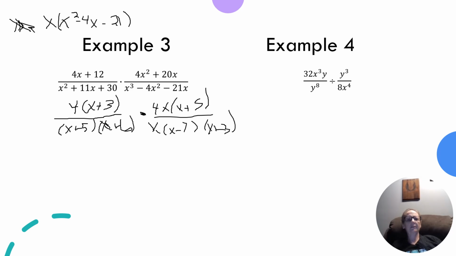And now I'm going to cancel anything that's in common. So the x plus 3's are going to cancel. The x plus 5's are going to cancel. The x and the x can cancel. And that looks like everything. So in the numerator, we have 4 times 4 is all that's left, which is 16. And in the denominator, you can leave it in factored form. So you have x plus 6 times x minus 7.